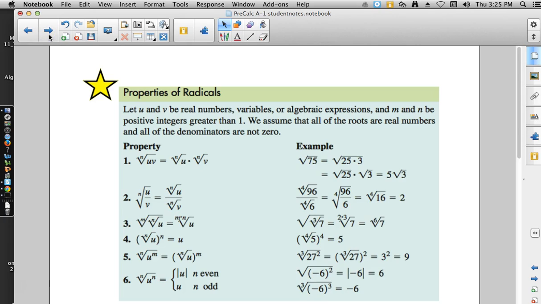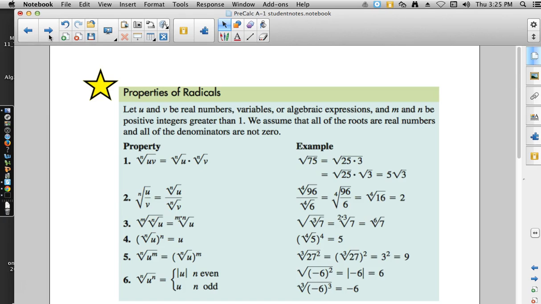Properties of radicals. Looks like there's a lot of them, but this is all review. So properties of radicals: let u and v be real numbers, variables, or algebraic expressions, and m and n be positive integers greater than 1. We assume that all of the roots are real numbers and all of the denominators are not 0.